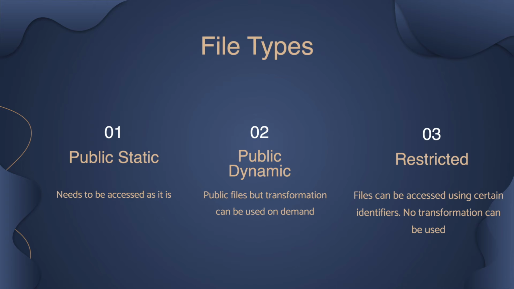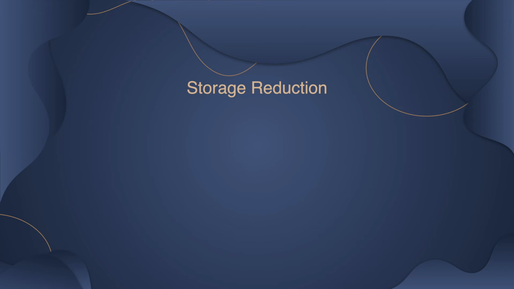Another is public dynamic. These files are public, but transformation can be used on demand. And restricted files can be accessed using a certain identifier. No transformation can be used. An example of restricted files is a profile photo. And what is an example of public static files? There are different logos, or we can say icons we show in the app which are not related to the organization or our product. That can be considered as public static.